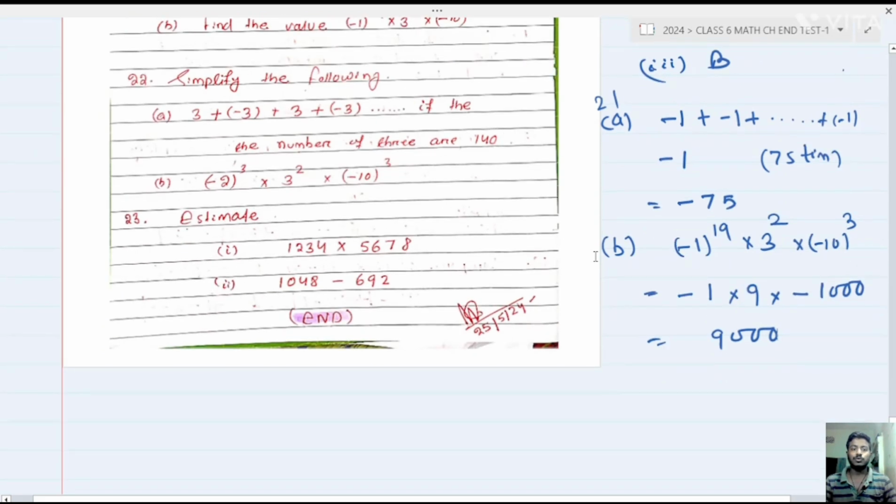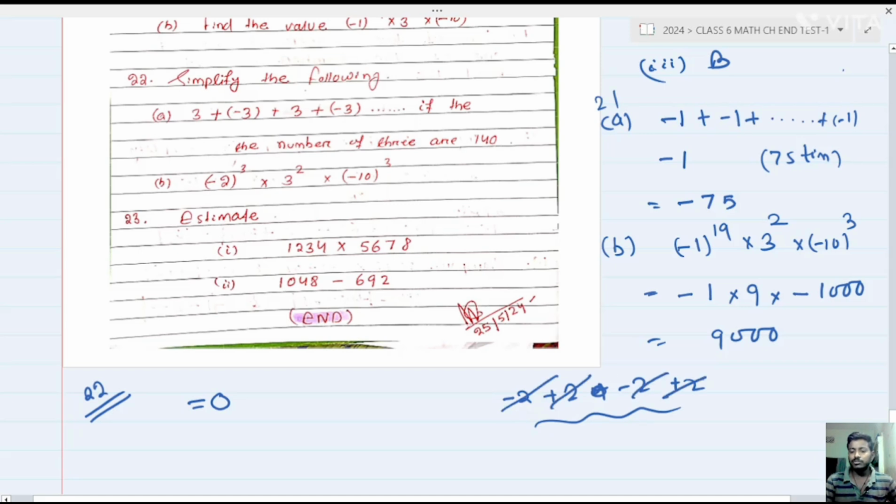Now next question, question number 22. Simplify. So plus 3 minus 3 plus 3 up to 140 times. 140 means even number. Even number means the answer is equal to 0. Because if we take minus 2 plus 2 plus minus 2 then plus 2, that is an even number. Even number means plus 2 minus 2, that is 0. Then plus 2 minus 2 equal to 0. It means even number means the answer is equal to 0.